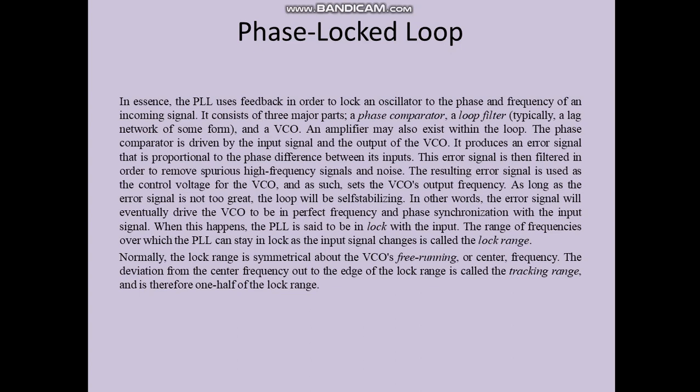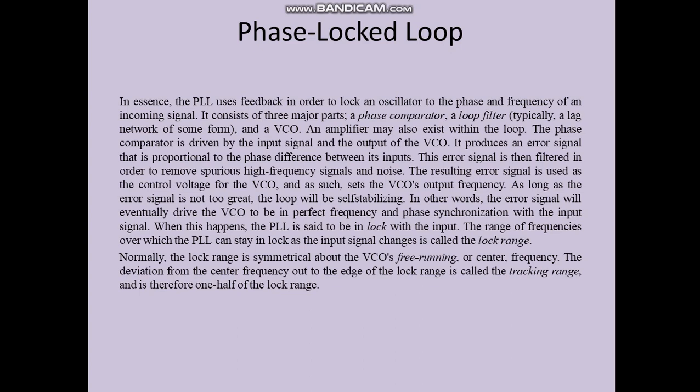In essence, the PLL uses feedback in order to lock an oscillator to the phase and frequency of an incoming signal. It consists of three major parts: a phase comparator, a loop filter, typically an RC network of some form, and a VCO. An amplifier may also exist within the loop. The phase comparator is driven by the input signal and the output of the VCO. It produces an error signal that is proportional to the phase difference between the inputs.